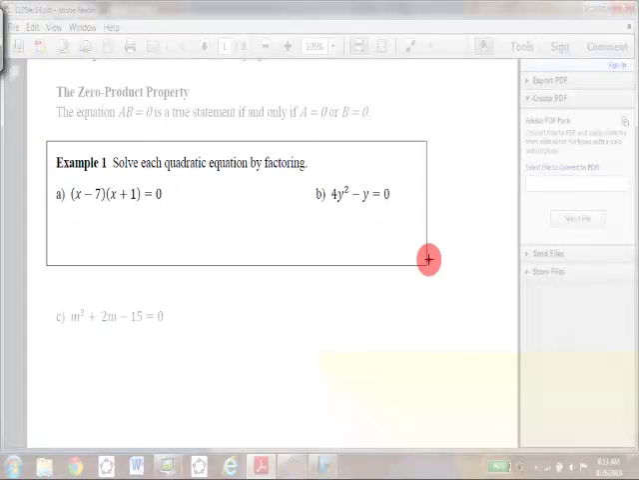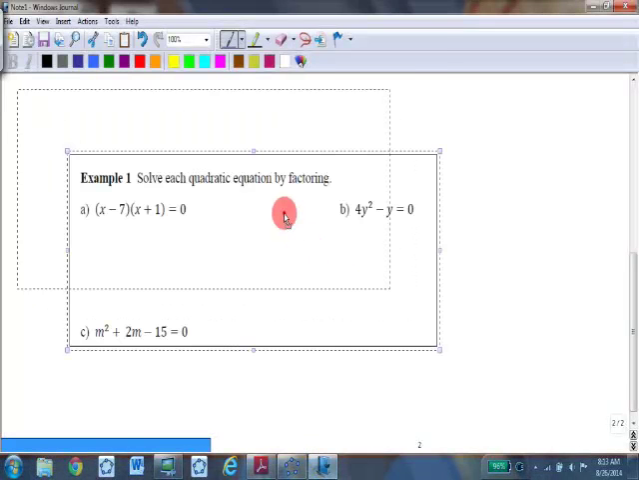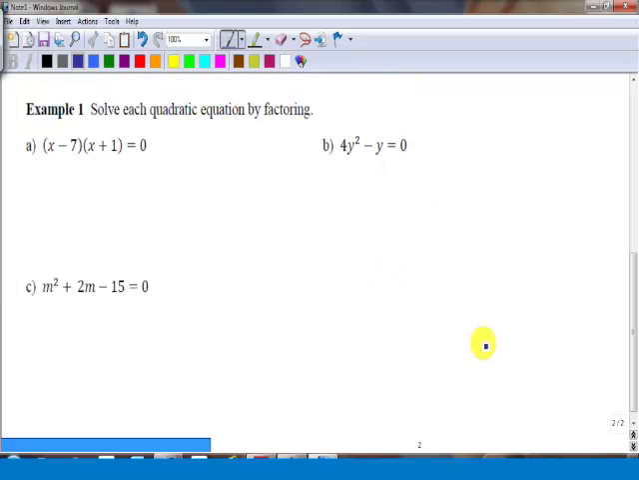So to use the factoring method, it is very helpful if we have the expression factored and we have 0 on the other side. The A part to example 1 here, we have exactly that. We have a product of linear factors, x minus 7 times x plus 1, 0 on the right-hand side, so we can apply the zero product property directly and say this will be true if and only if x minus 7 equals 0 or x plus 1 equals 0.